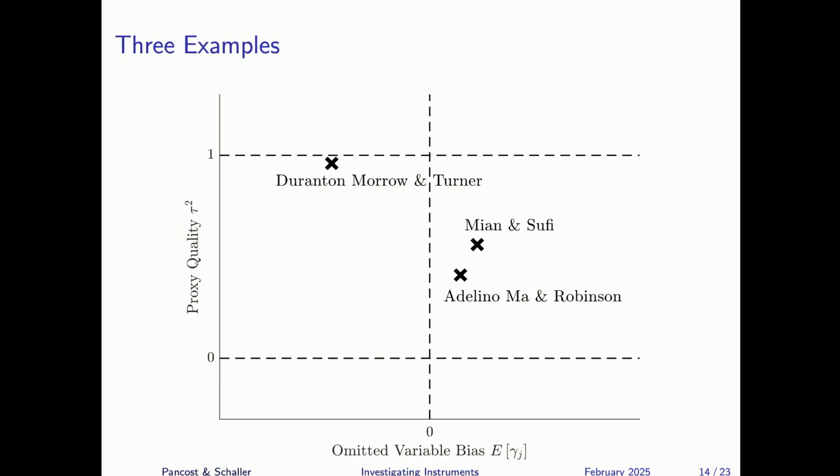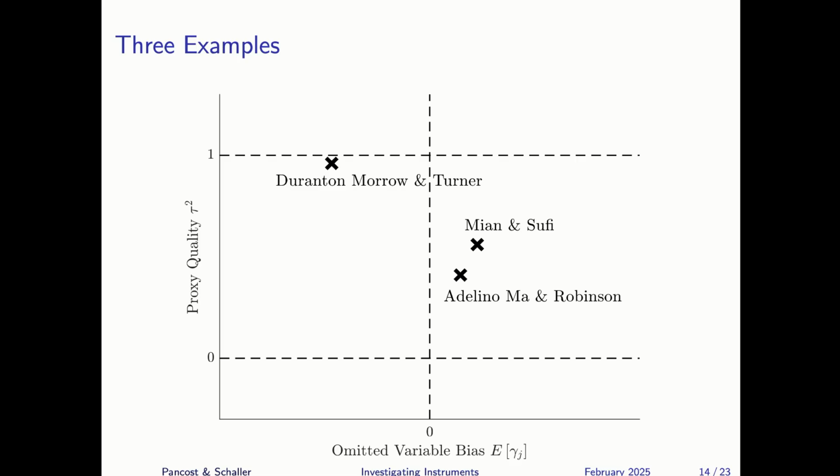Okay, so these are the 3 examples. I can't plot them in A hat, B hat space because the slope of that vertical line is different. So I'm plotting them under the assumption that the instruments are valid. And this paper is in kind of the invalid zone. The other 2 are kind of in the green okay zone.